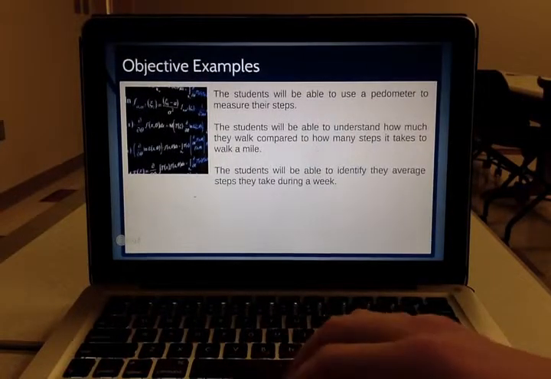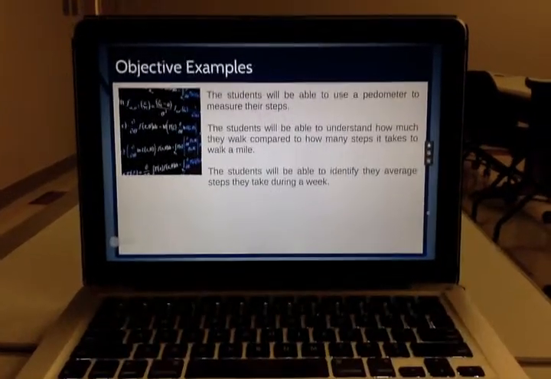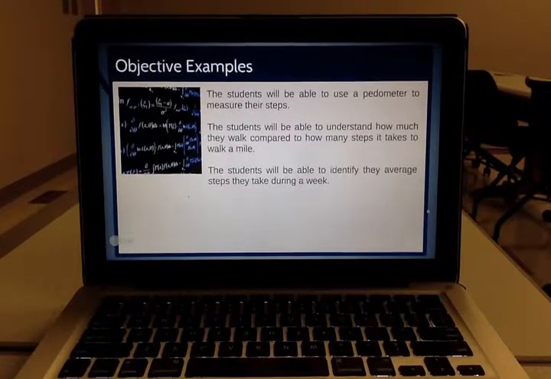Some objective examples we have: the students will be able to use a pedometer to measure their steps. The second will be the students will be able to understand how much they walk compared to how many steps it takes to walk a mile. And the third one we came up with was the students will be able to identify their average steps they take during a week.